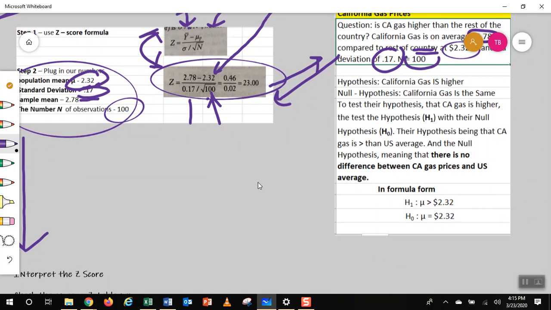So I'd recommend, if you're having trouble with this, focus on the square root of 100 first. You want to get rid of the radical. And then you did 278 minus 232, so we get the 246. And 0.17 divided by the square root of 100.